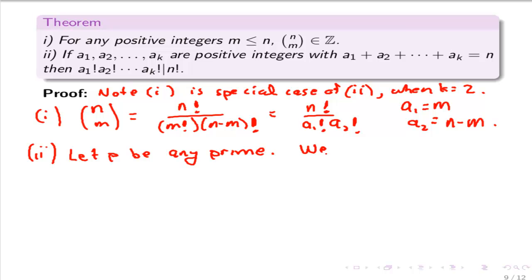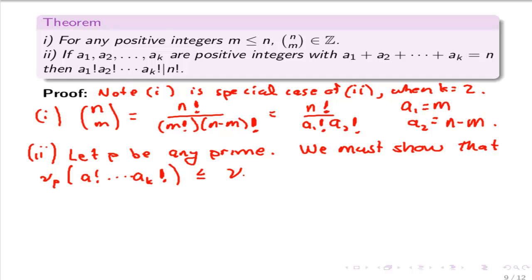We must show that the multiplicity of p dividing the left side here is at most the multiplicity of p dividing the right side. If I can do that for every prime, that means this number on the left is a divisor of the number on the right. Okay, so let's calculate it. What is nu p on the left-hand side?